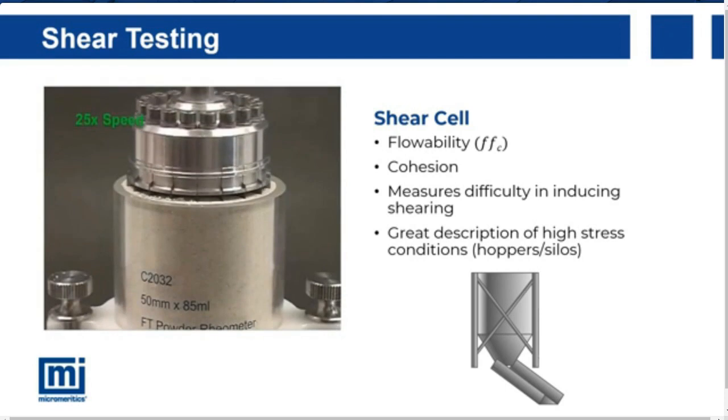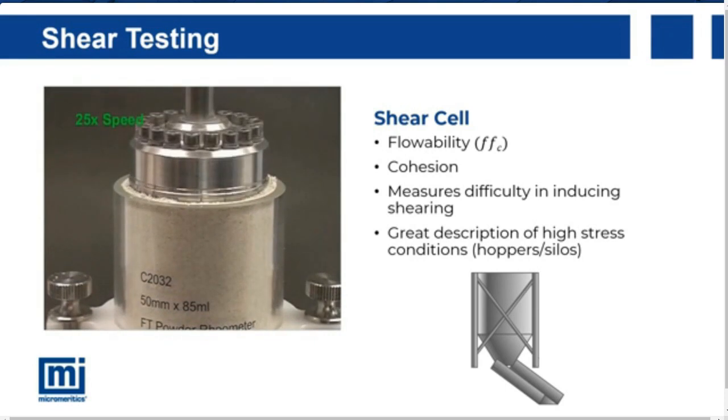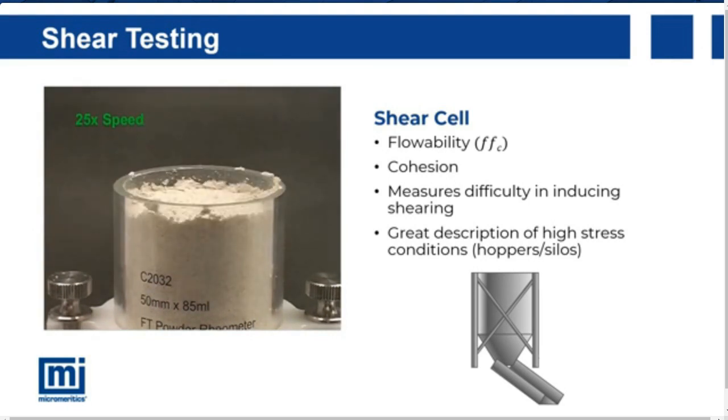The shear head then rotates, and the stress measured as a result of this rotation. The degree of this stress is what allows us to determine the high stress flowability or flow function of the powder. We are also able to measure high stress cohesion, a useful value which is a byproduct of the shear cell test. And these values together give us an excellent understanding of hopper discharge behaviour, particularly when combined with wall friction measurements, which can also be performed in a similar manner.